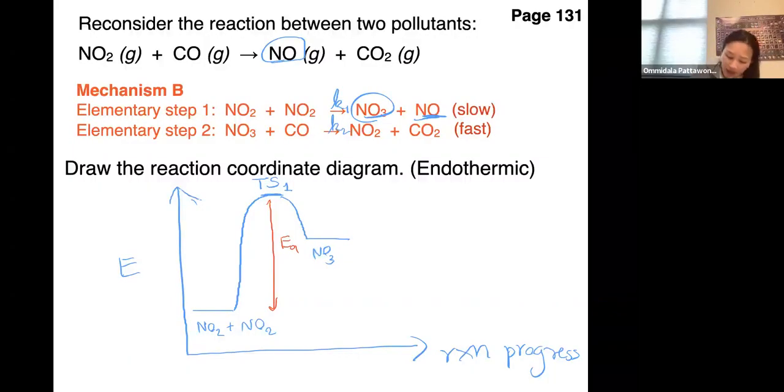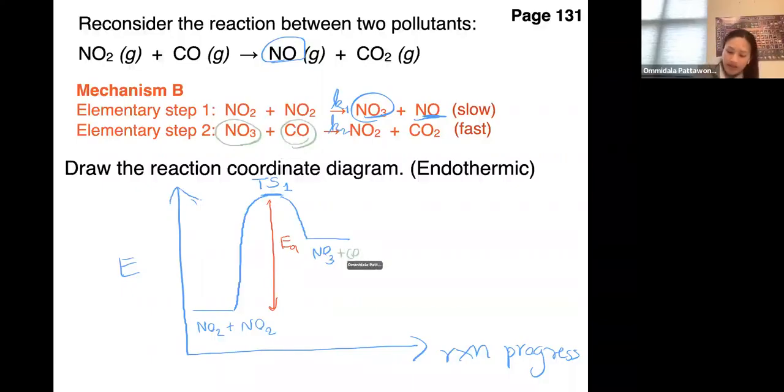You might ask me, hey, can I draw NO3 down here or NO3 up here? The answer is yes, we can do any of those. The reason for that is because the problem doesn't give us any other information. Now, if you're looking at the second step, the second step involves the collision between NO3 and carbon monoxide. So I'm going to add carbon monoxide here.